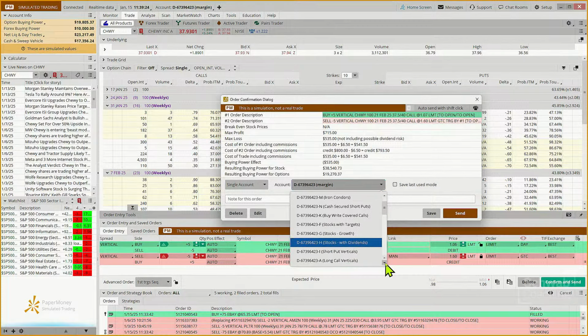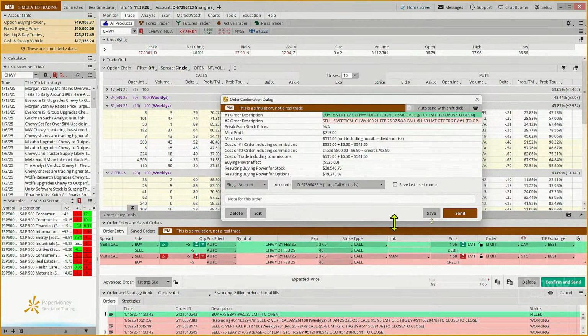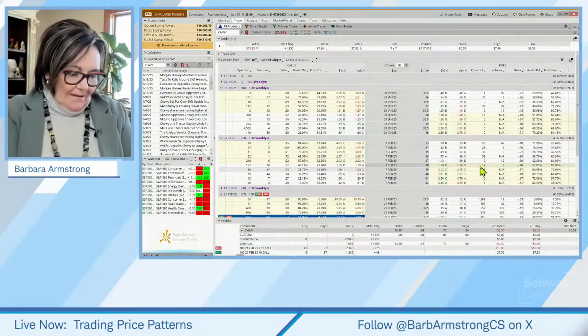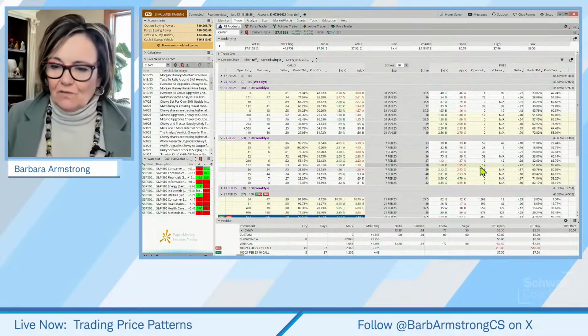Long call vertical, fire in the hole. Okay. Now, we don't have a lot of time left, but do you want to see if we could squeeze in one more?